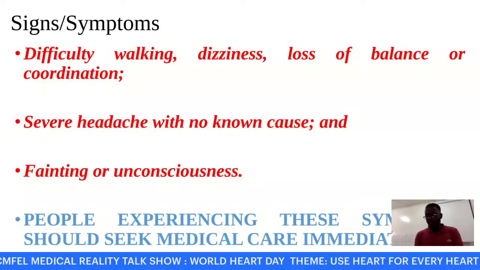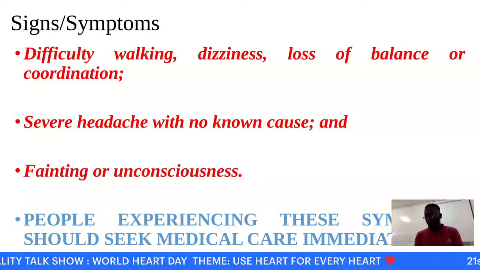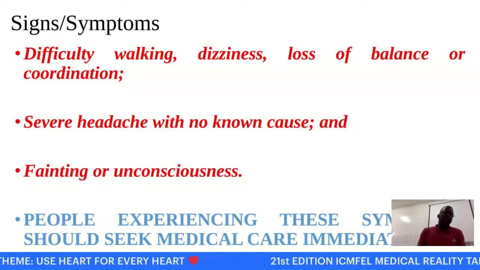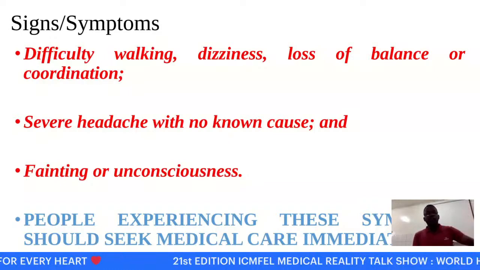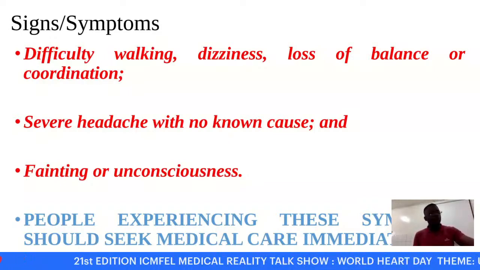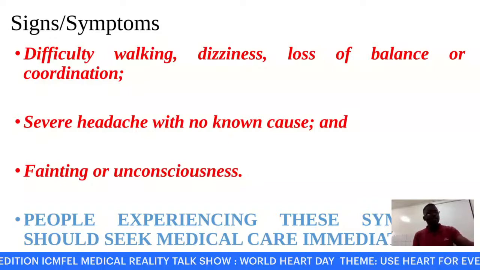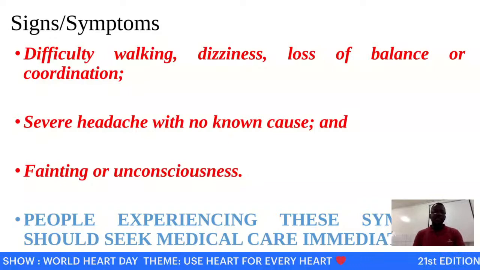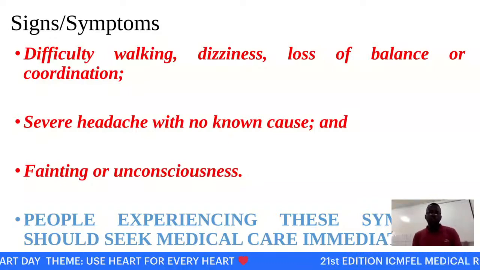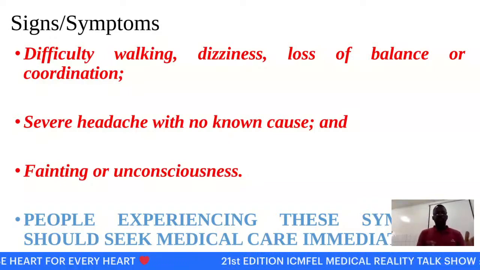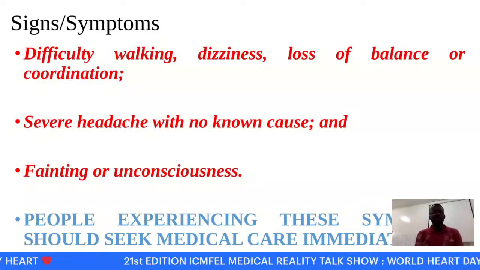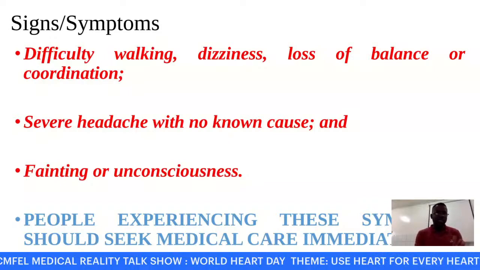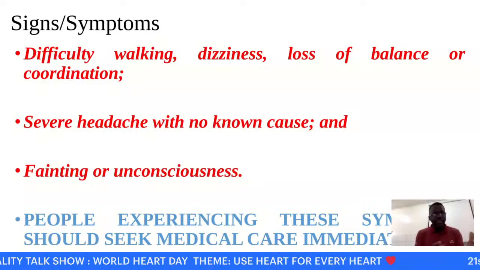In terms of symptoms of stroke, okay, people will have one side of the body become paralyzed. You see, it starts getting weak. You cannot grasp things with your hands. You start walking and you lose balance. You cannot take straight steps. Okay, those are signs that this is happening.